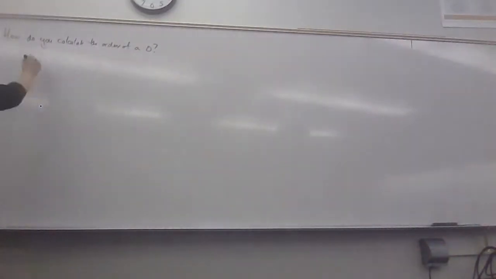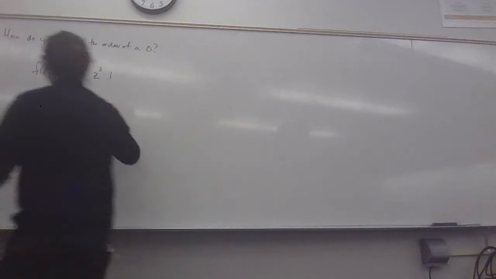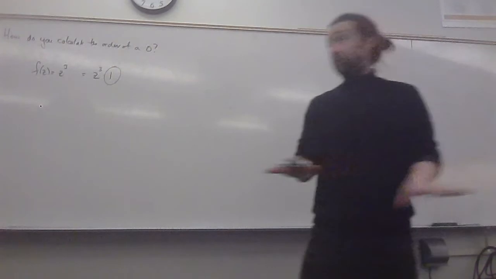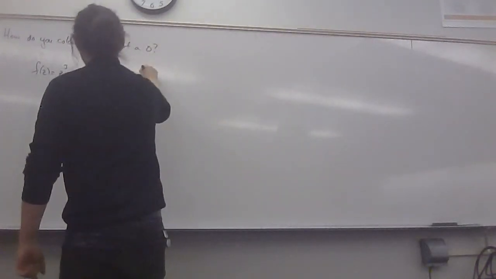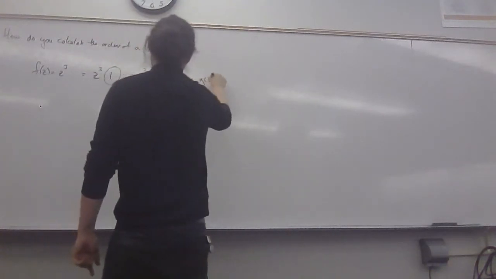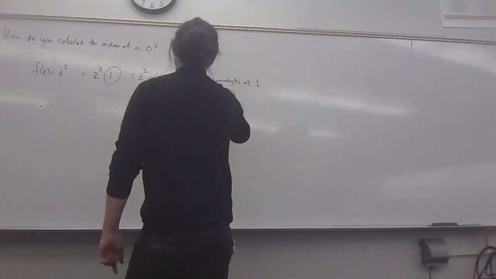So if I give you a function like f of z is equal to z to the third, it's pretty easy to calculate the order of the zero, right? It's got a zero when z is equal to 0, and it's order 3 because it has 3 factors of z sitting here. Now what you don't see when you look at that is that really this means it's z to the third times 1, where this function 1 is an analytic function that's never equal to 0 anywhere, right? This is to say that f of z can be written as z to the third times g of z, where g of z is analytic at 0 and not equal to 0.